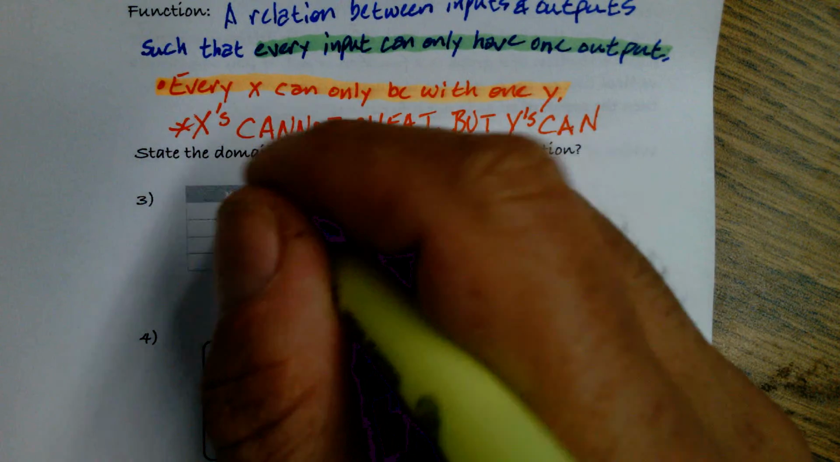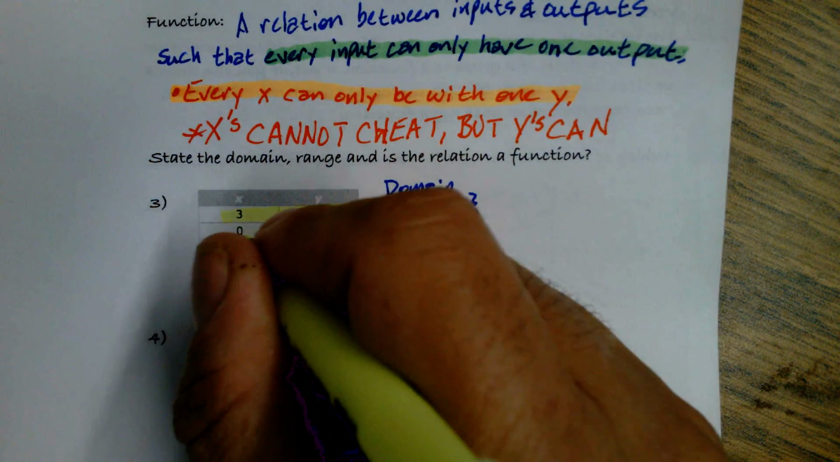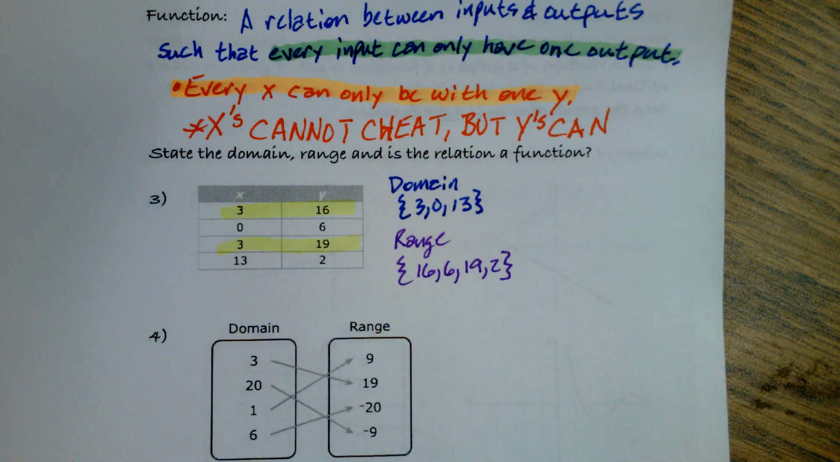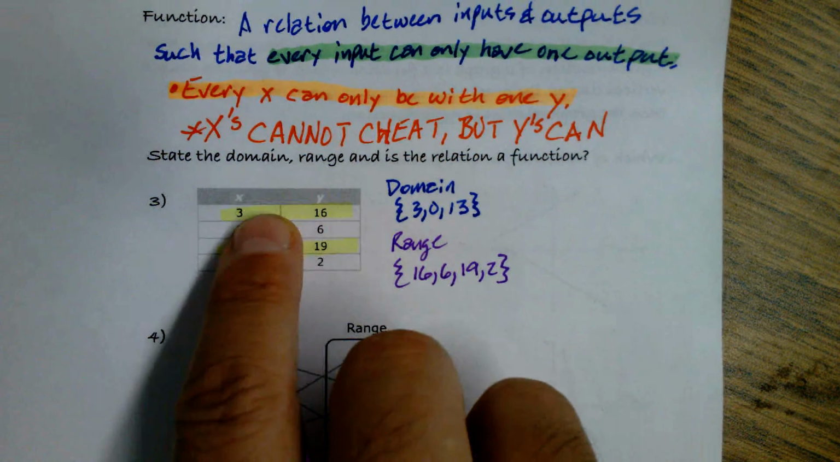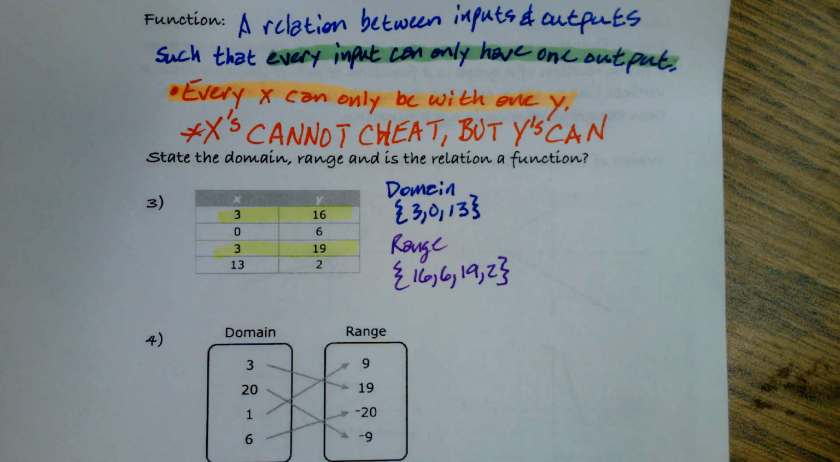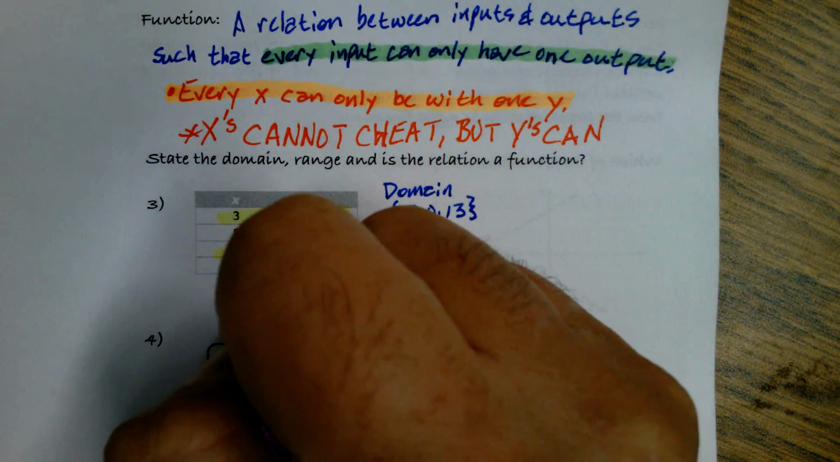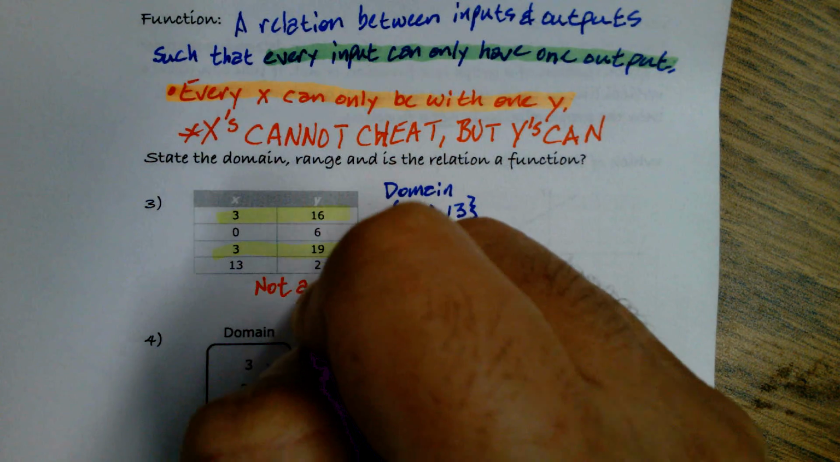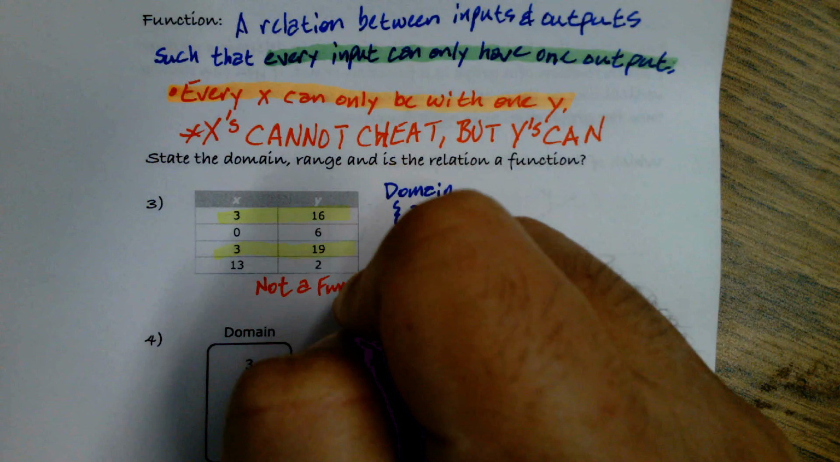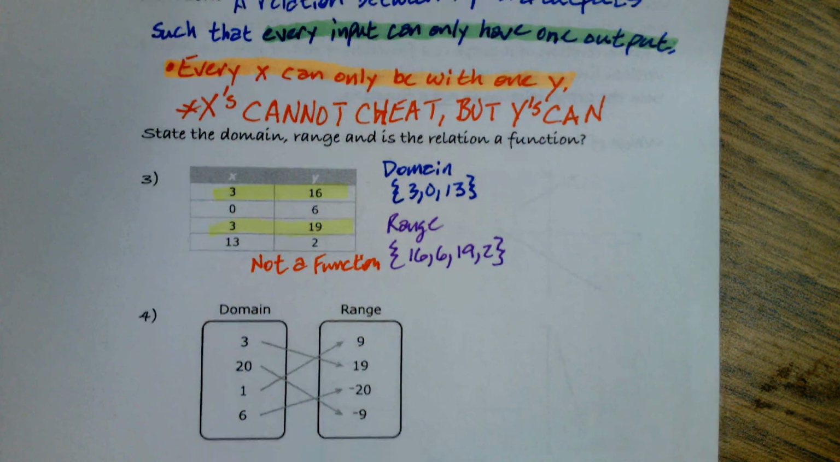16 and 19 need to talk to each other here, because here's 3 with 16, and here's 3 with 19. So because of that, because 3 on the domain side is also associated with 2 numbers, we're going to say not a function. So not a function. Okay? All right.